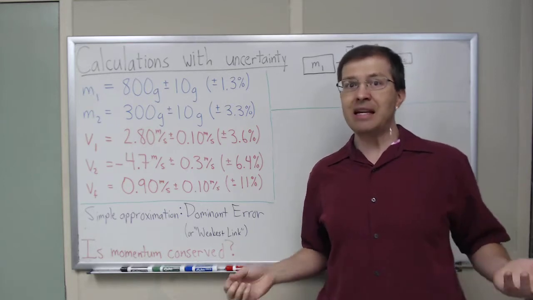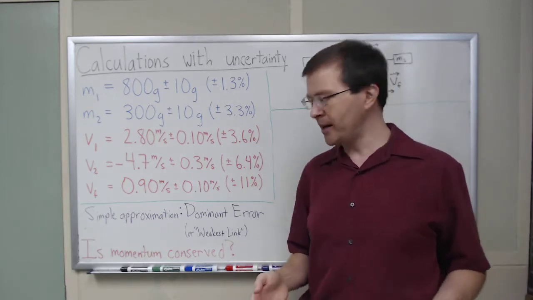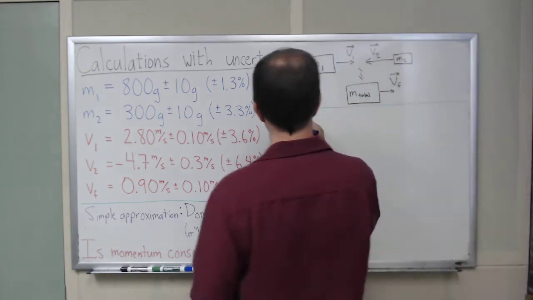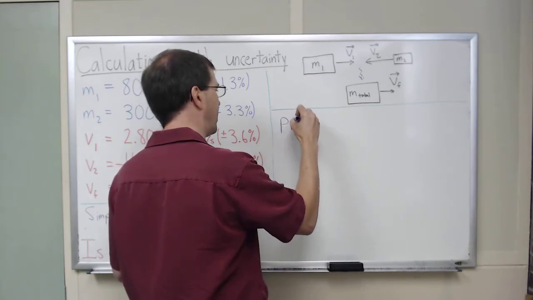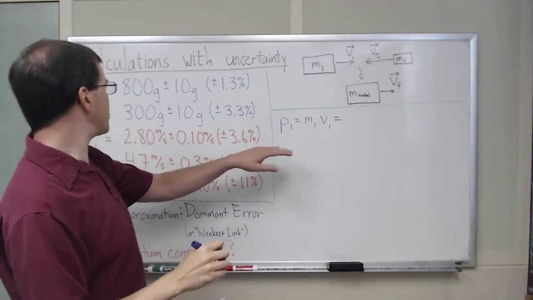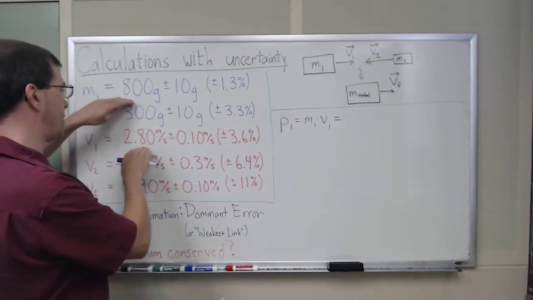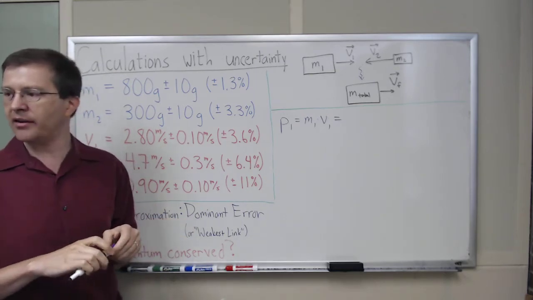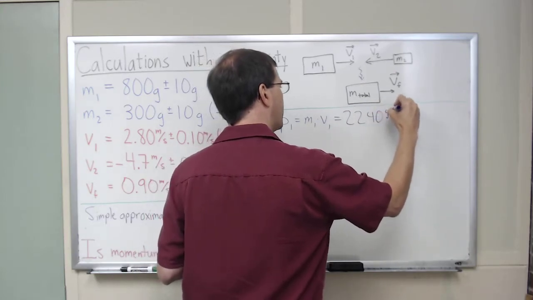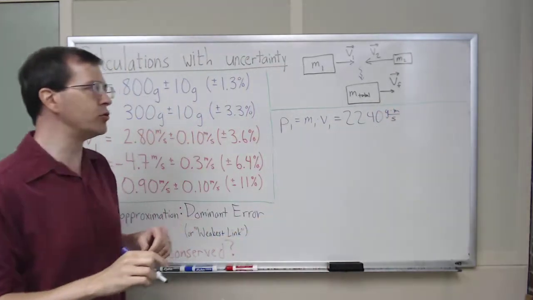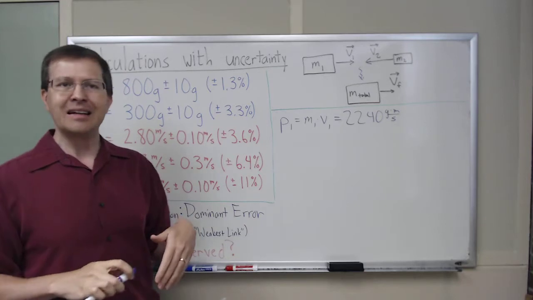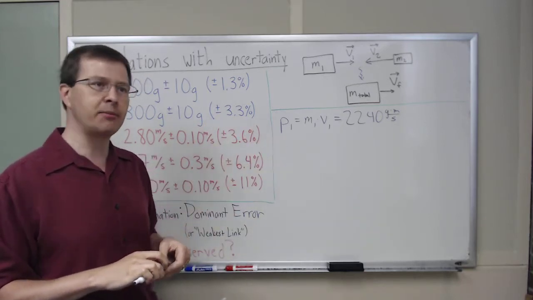So, okay, that means I need to calculate a bunch of momenta to do this, right? I need to figure out, for example, the initial momentum of mass 1. And we've done this calculation in a previous video. It's m1 times v1. Multiplying those together, 800 grams times 2.80 meters per second gives me 2,240 gram meters per second. Maybe I should write it as 2.240 kilogram meters per second, but I've written grams here. I'll keep it consistent.